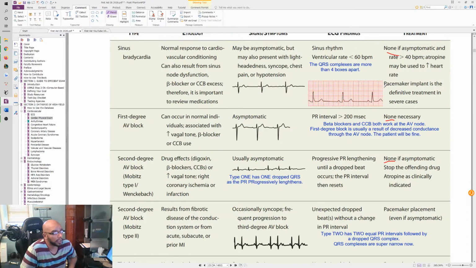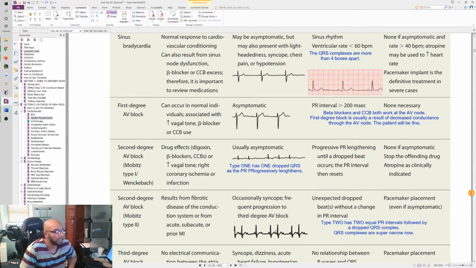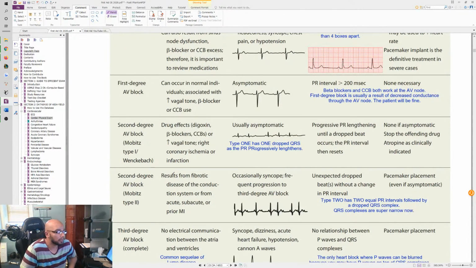If it became symptomatic, sinus bradycardia had a pacemaker, and second degree AV block, you also use a pacemaker. Right? But again, for the second degree type 2 one, even if they're asymptomatic, you have to give them a pacemaker because this can get really bad. So what's so bad over here? This results from fibrotic disease of the conduction system, or from acute, subacute, or prior MI. Right, so if someone had a prior MI, then they recovered with fibrosis, and then things can get worse. So they really need to get a pacemaker placed because these people can have sudden cardiac death.